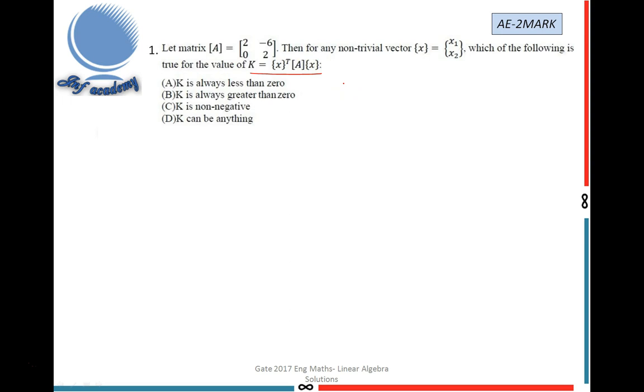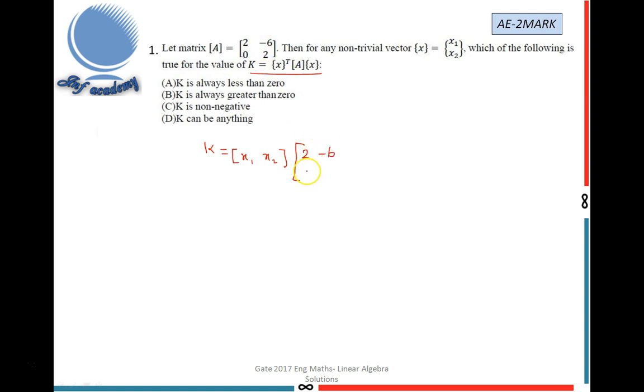It has 2 marks. First, we have to find the k value, because all the 4 options describe k: k is always less than 0, always greater than 0, etc. So first I have to find k equal to x transpose A x. What is x transpose? Transpose means interchanging row and column. Here x is a column matrix, so x transpose is the row matrix x1 x2.